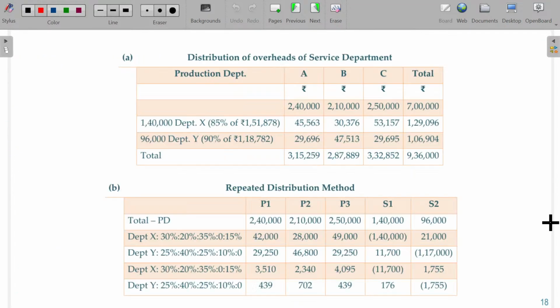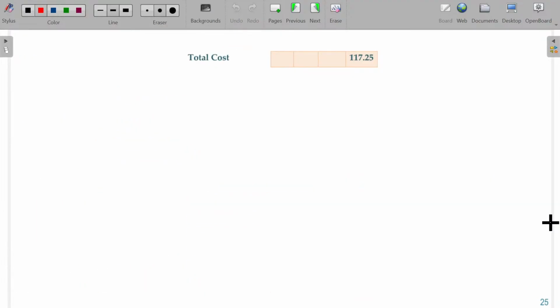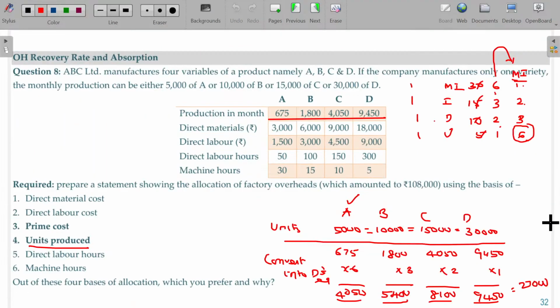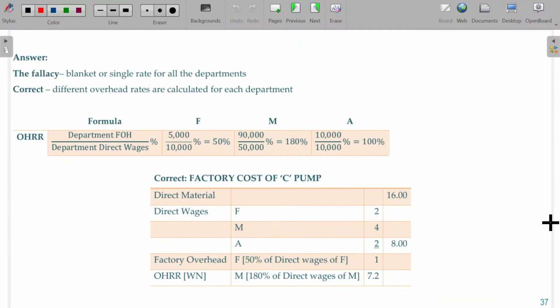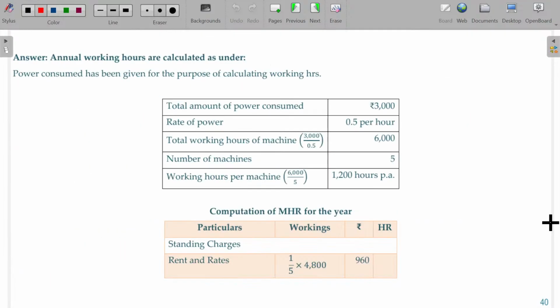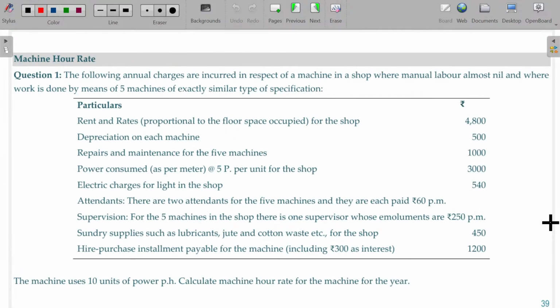Now let's start with machine hour rate calculation. Find out the total cost you spend for running the machine and divide that by the total number of hours that machine worked. That's all.